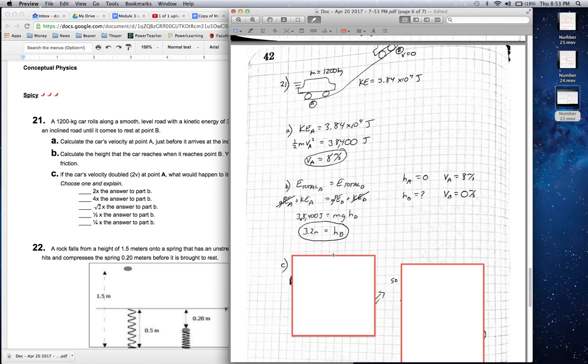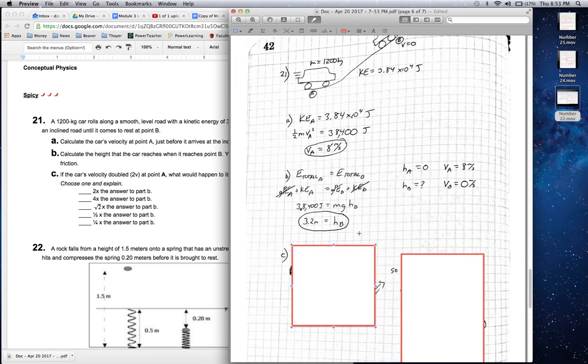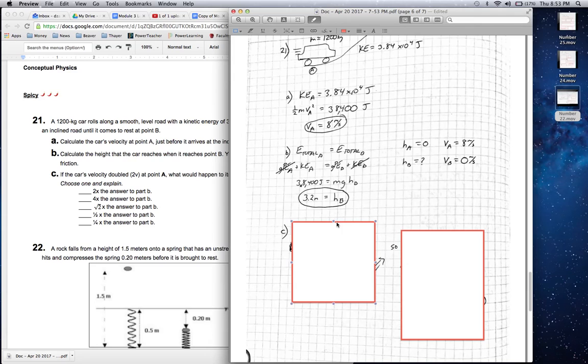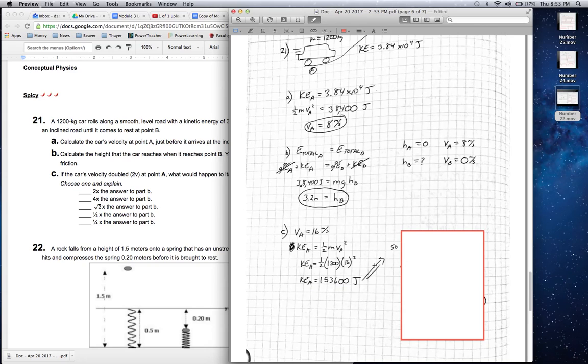Now, C, I ask you to say, if we doubled the velocity at A, what would happen to the height that it would go to at B? So the velocity at A is now 16. It's no longer 8, it's 16. And so how much energy does that give us at point A? Putting that in, and we get that we have 153,600 joules of energy at point A.